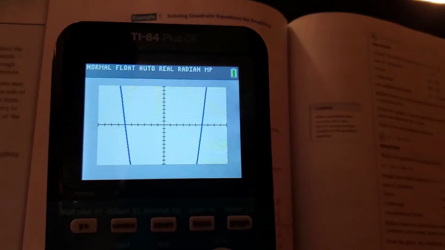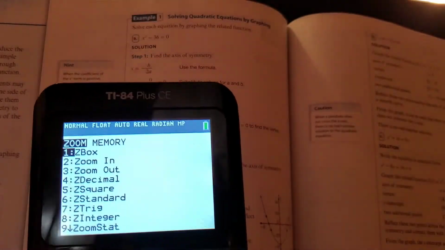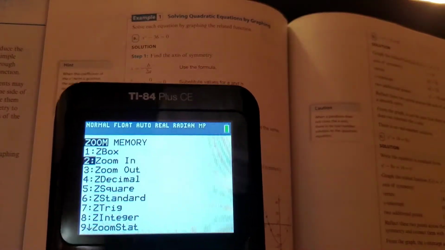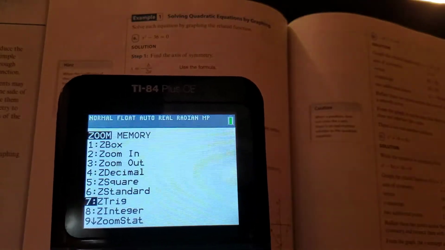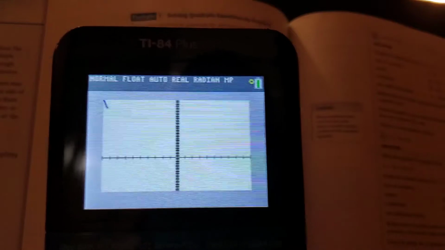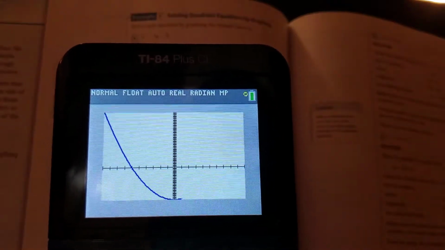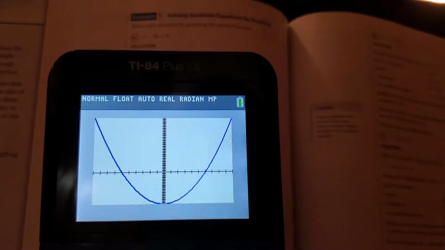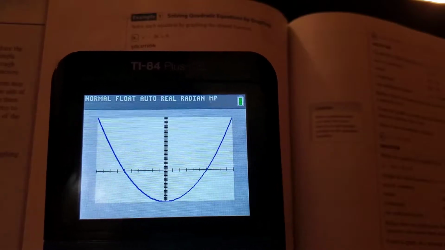That doesn't really work for this one. So we can go back to square and zoom, and then put zoom 0. Zoom 0 is zoom fit, right? And so it gives us this graph. This is going to be the graph for example 1.